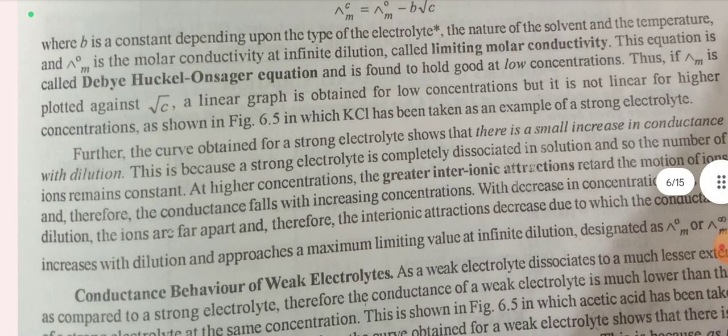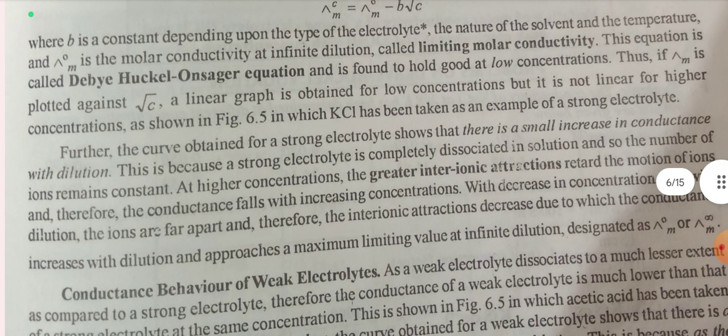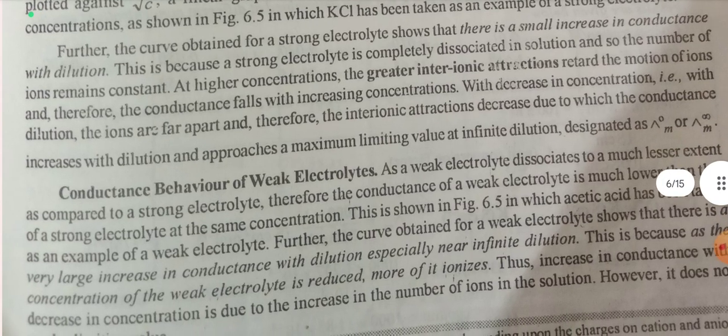Further, the curve obtained for a strong electrolyte shows there is a small increase in conductance with dilution. This is because a strong electrolyte is completely dissociated in solution, and so the number of ions remains constant. At higher concentration, the greater interionic attraction retards the motion of ions, and therefore the conductance falls with increased concentration. With decrease in concentration, that is with dilution, the ions are far apart, and therefore the interionic attraction decreases, due to which the conductance increases with dilution and approaches a maximum limiting value at infinite dilution, designated as lambda m naught or lambda infinity m.